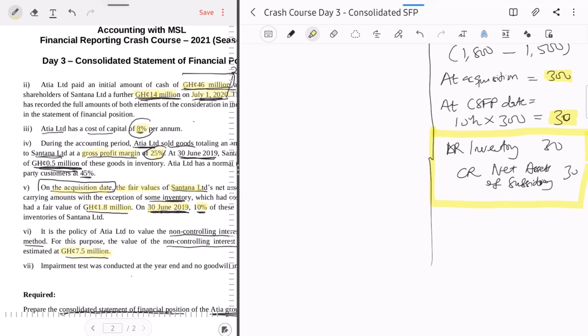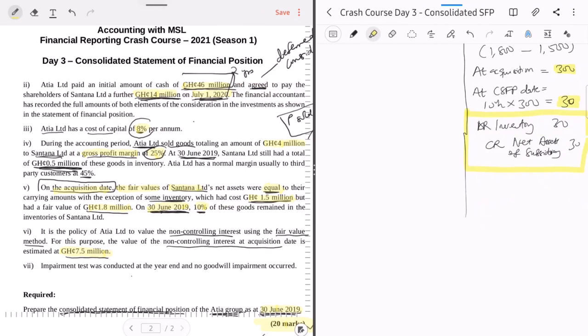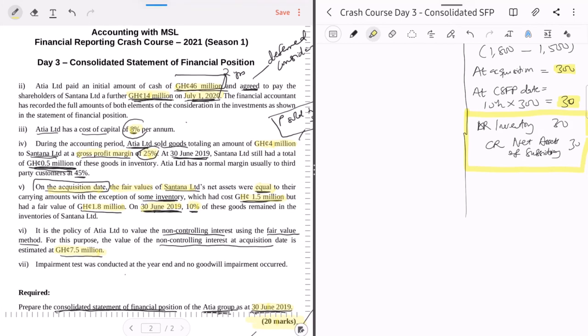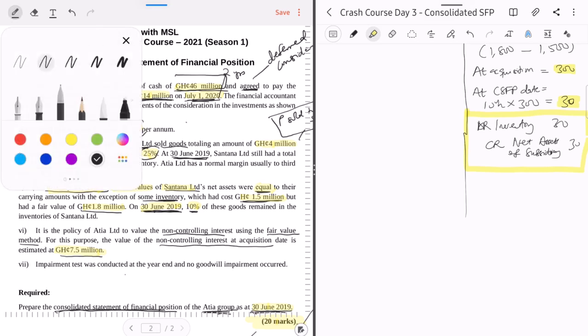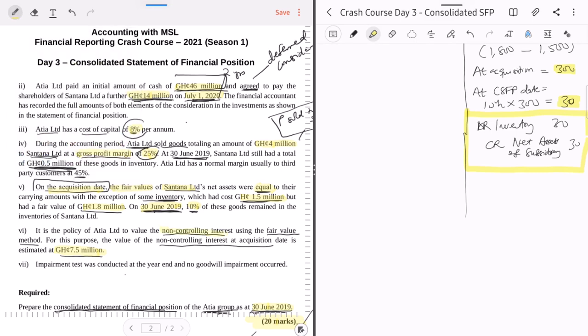So we've done note 5. Let's do note 6. Note 6 is nothing to do, I guess, right? They are saying it is a policy of ATIA to value NCI using fair value, okay? So NCI will be fair value, and the figure is 7.5. Note 7 says there's no impairment of goodwill, okay? So we can start the question.